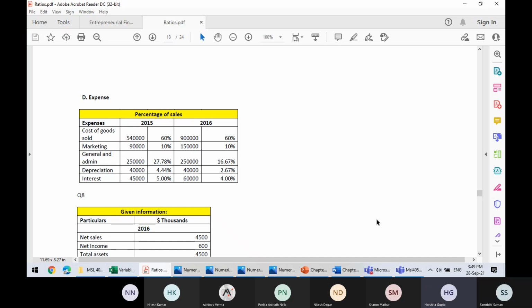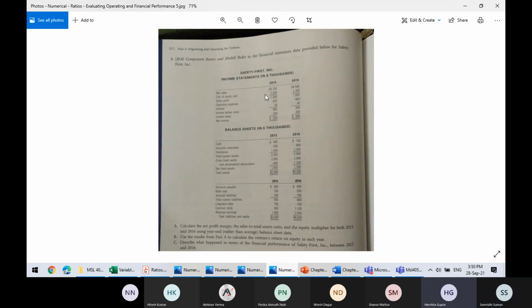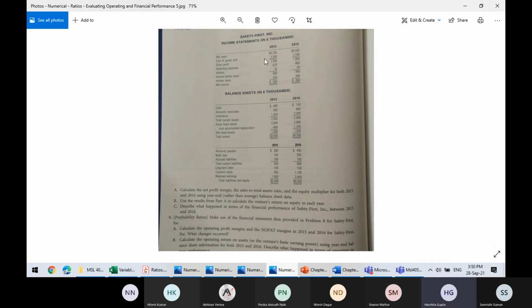Any doubt anyone has in this numerical? Okay, let's move on to the other one. So let's move on to question number 8. All right. Okay, so question number 8 is again similar to what we have covered till now. So please attempt this question. Let's move on to question number 9.